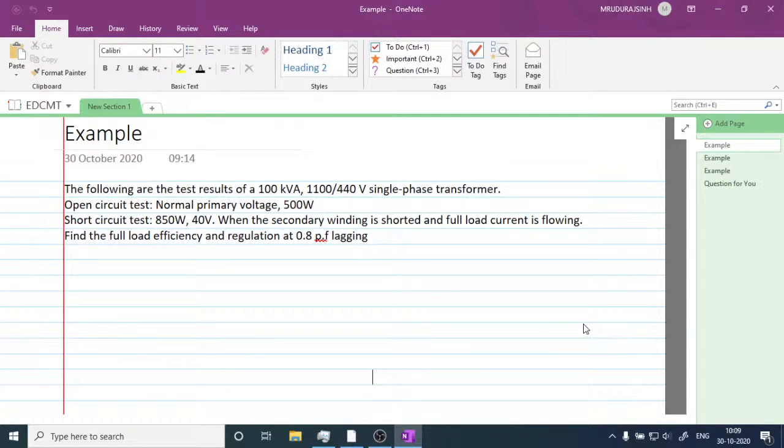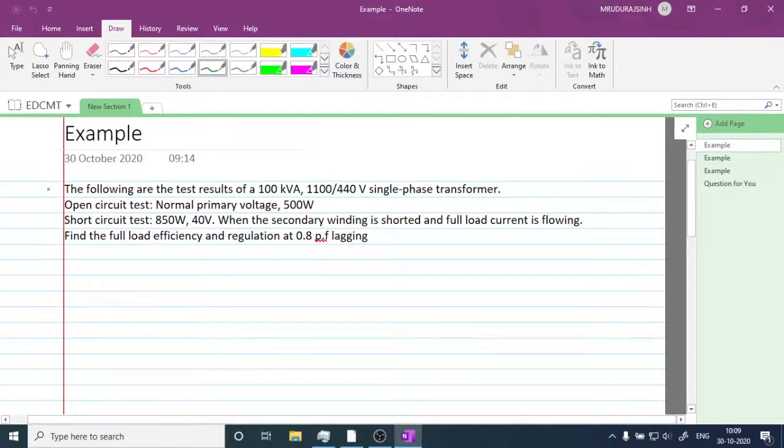So welcome everyone to this numerical and example solving session on transformers. In today's session we are going to solve examples based on the open circuit test and short circuit test. So let's begin with example number 1.